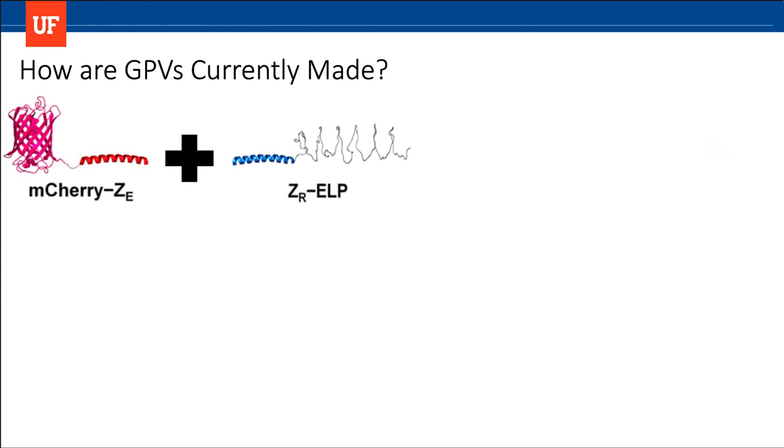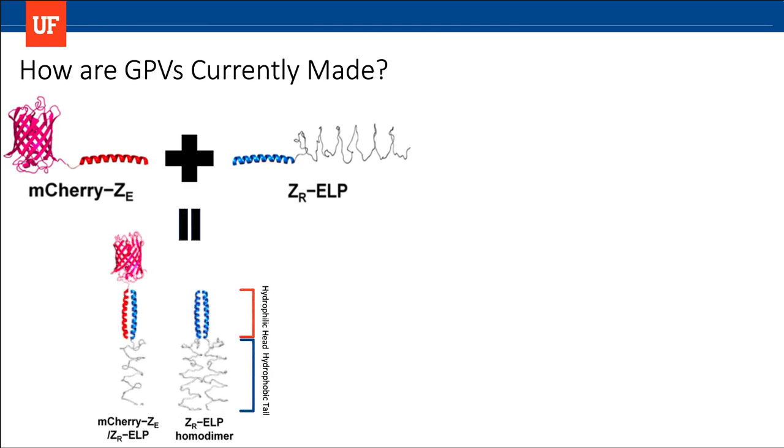Globular protein vesicles are currently made of two subunits. This consists of the globular protein mCherry and a ZE leucine zipper, which is glutamic acid rich, and then a ZR-ELP, where the ZR is an arginine rich leucine zipper and the ELP is an elastin-like polypeptide, which changes hydrophobicity with temperature. And combining these two, we can form a homodimer and a heterodimer.